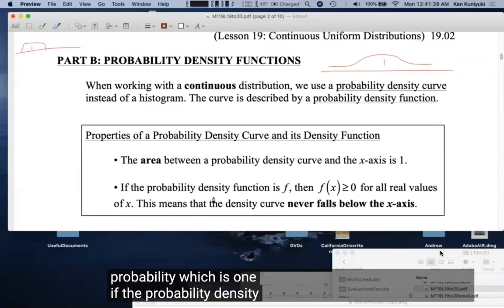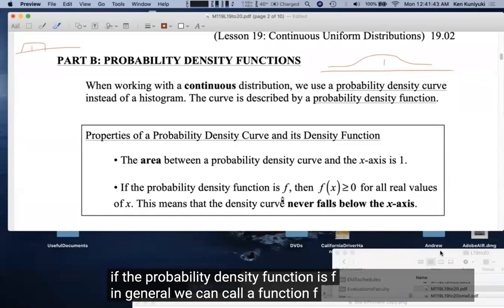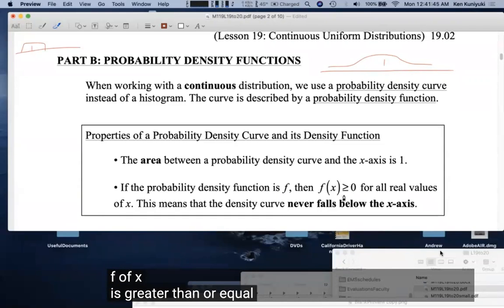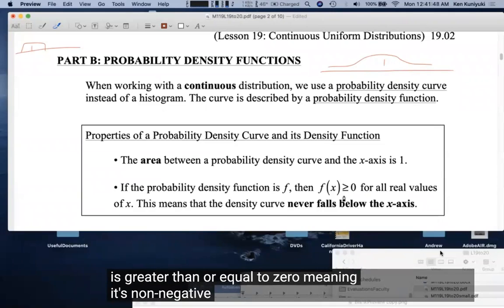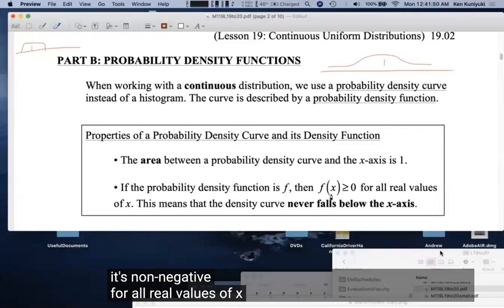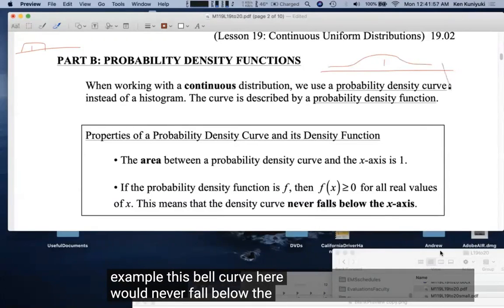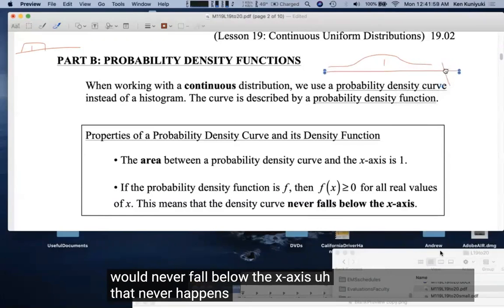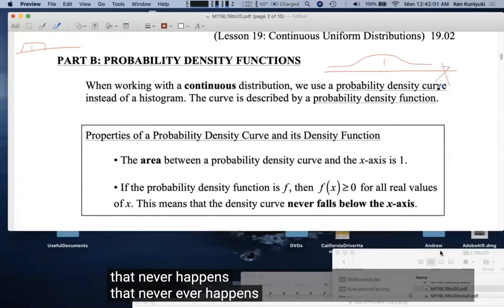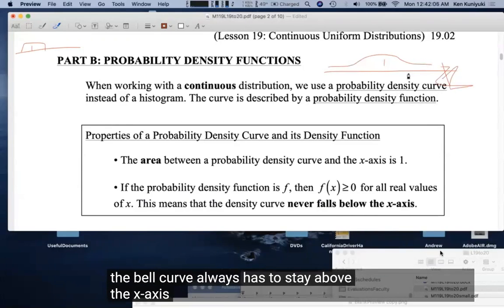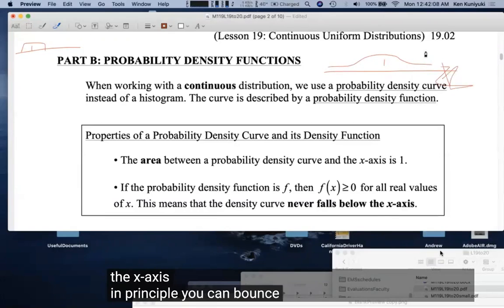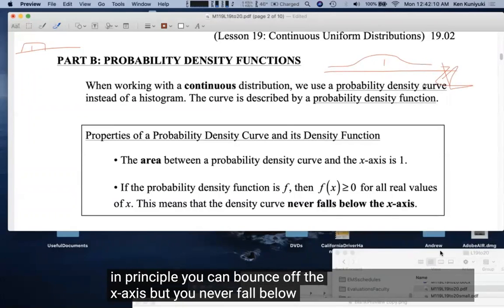If the probability density function is f, in general, we can call a function f, then f of x is greater than or equal to 0, meaning it's non-negative for all real values of x. This means that the density curve never falls below the x-axis. So for example, this bell curve here would never fall below the x-axis. That never happens. The bell curve always has to stay above the x-axis. In principle, you can bounce off the x-axis, but you never fall below the x-axis.